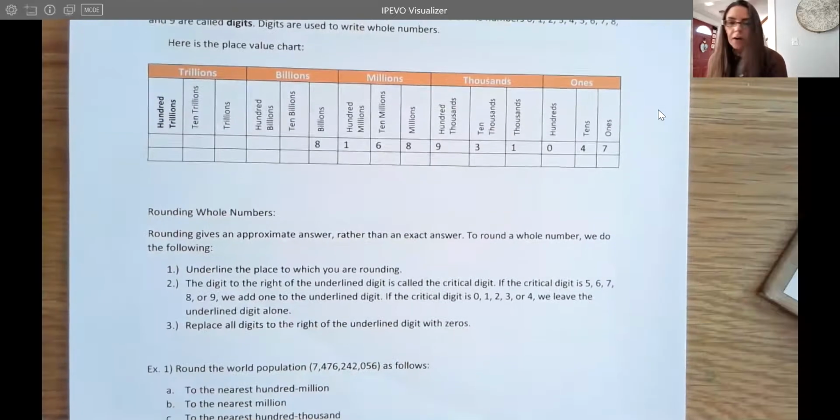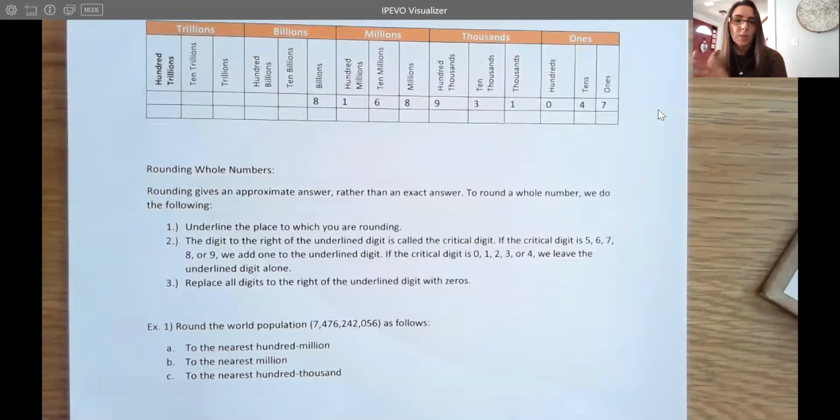So let's practice some of our rounding. You should be familiar with this, so feel free to go through these examples and check your answers to see if you're getting them right. If you feel confident, you can move on. But we are going to review rounding because it is an important skill. Rounding gives us an approximate answer rather than an exact answer. And we do the following.